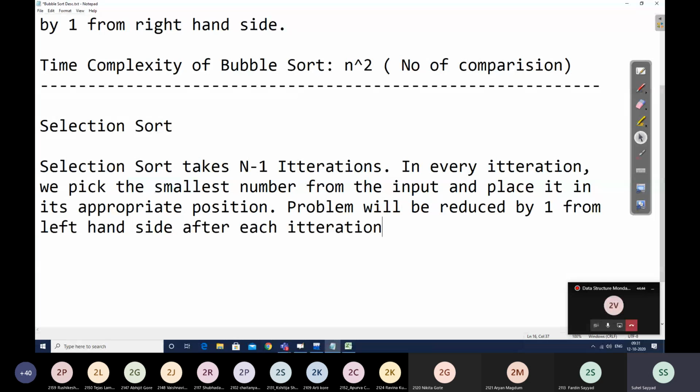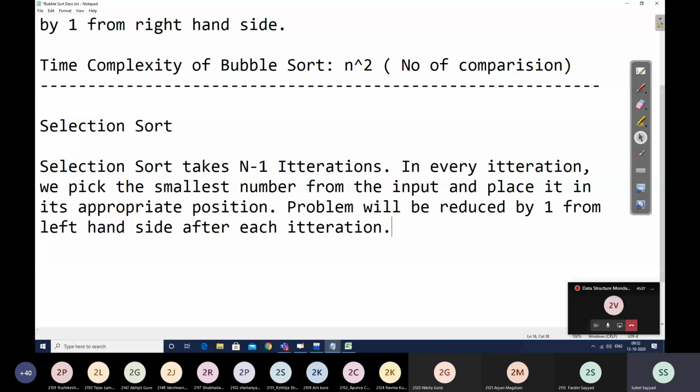Then in the remaining 6 numbers, I'll find the smallest number. It will go in the second position. Then again the problem will be reduced by 1. So I'll be remaining with only 5 numbers. In those 5 numbers, I'll again find the smallest number. It will reach the third position. Then again I don't need to consider these 3 numbers. Then I will be remaining with 4 numbers. In those 4 numbers, again I will find the smallest number.